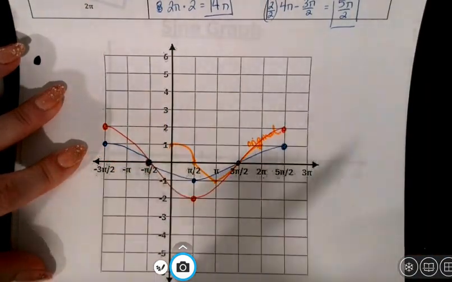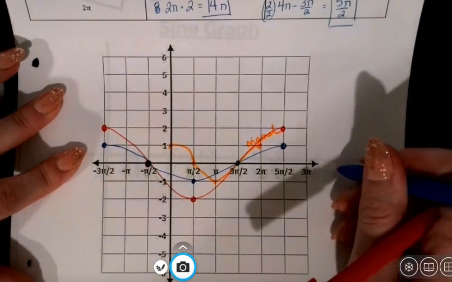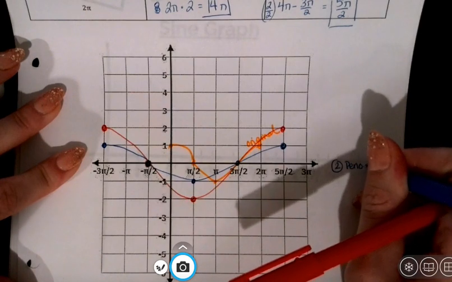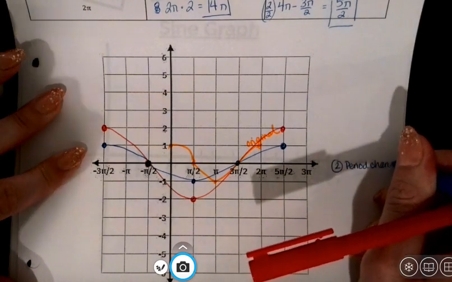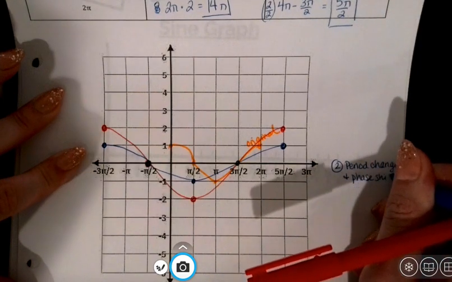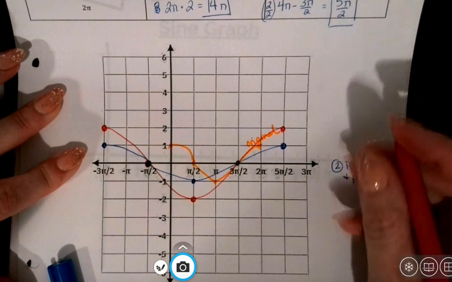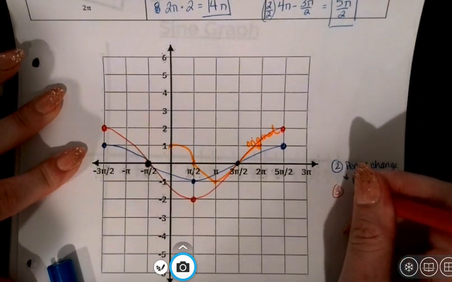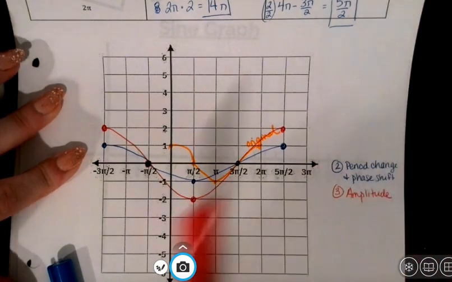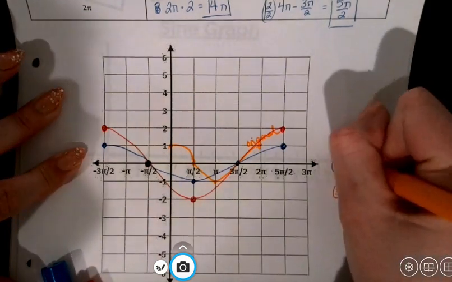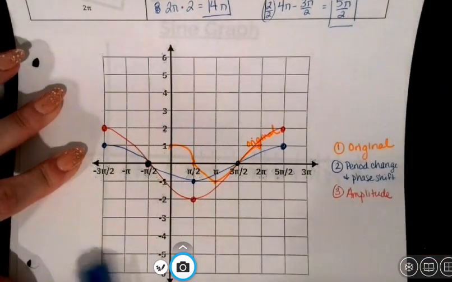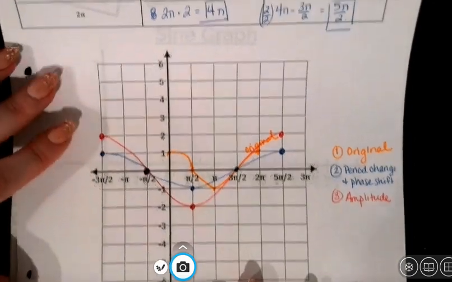And I'm going to make some notes on the side here. So for phase 2 in the blue, that was our period change and our phase shift. For the red one, which was our third graph, we changed the amplitude. And then we should add that our gold one is our original. So we have one more thing we need to do.